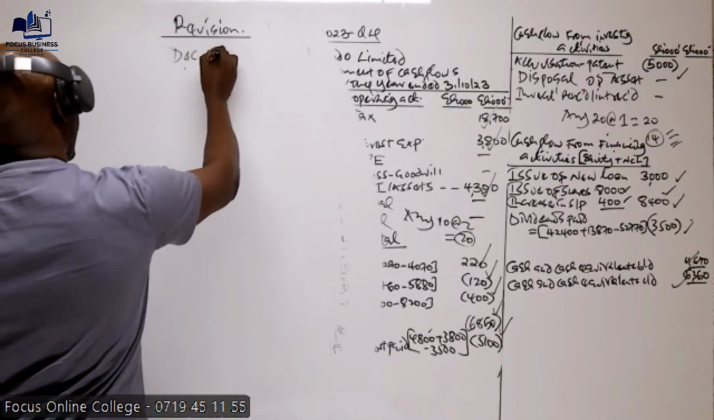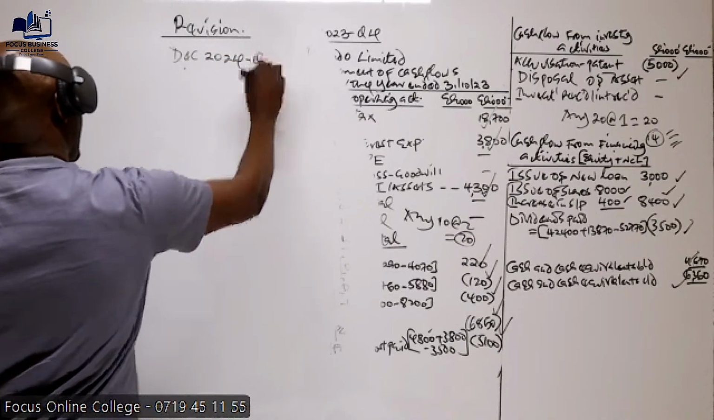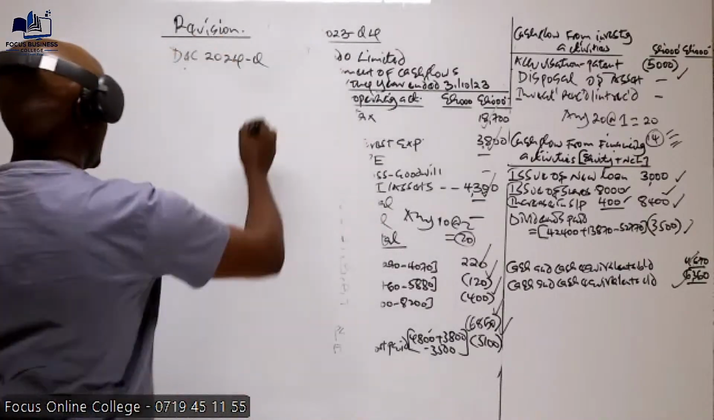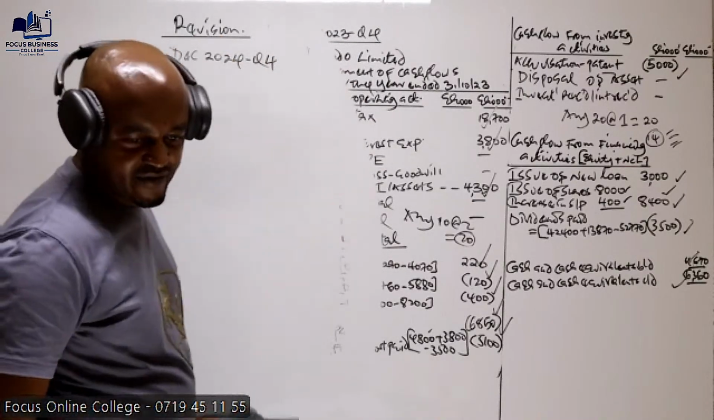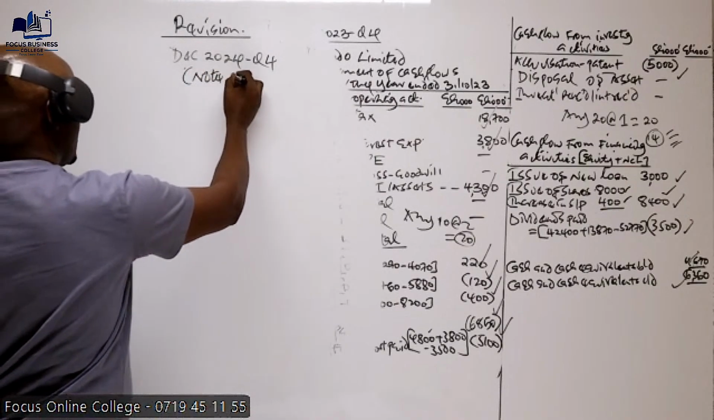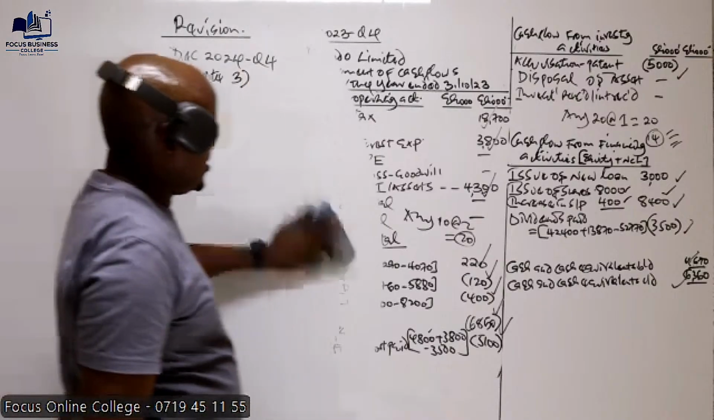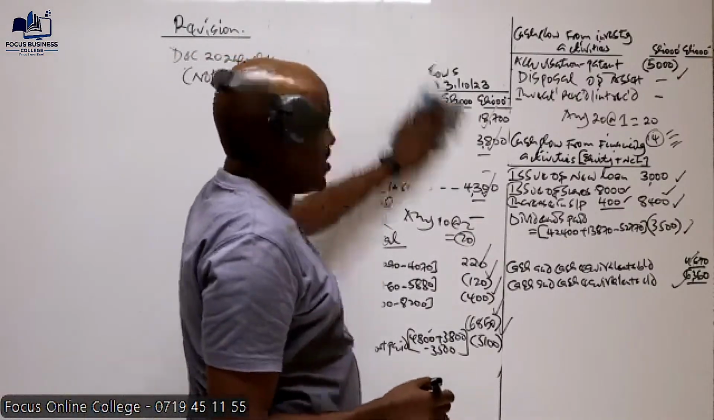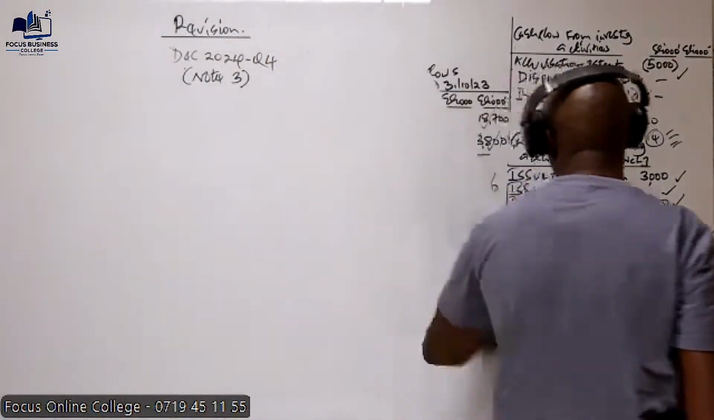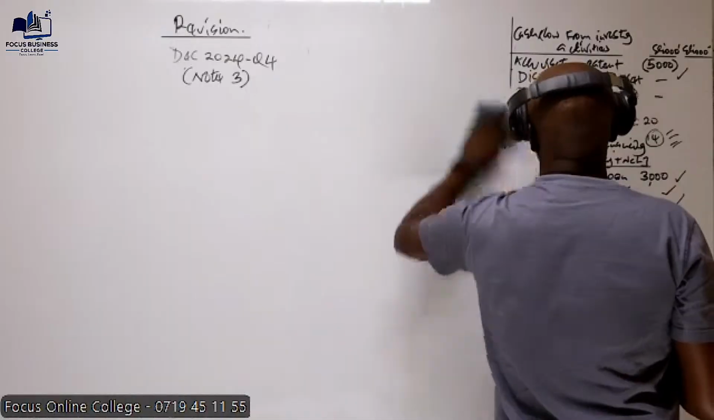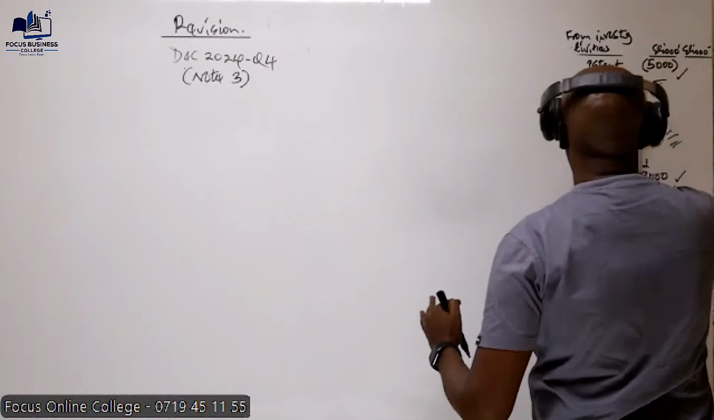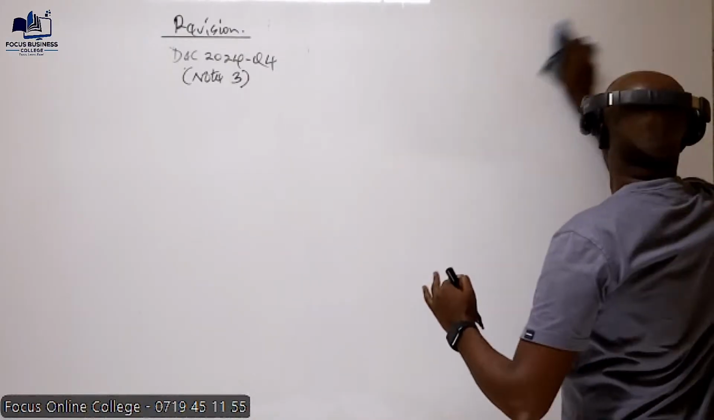December 2024, this one is question 4, but we're not doing the entire question. I want us to go specifically to note number 3 of that question. Note number 3 is on leases. Maybe I will see whether we are going to do that whole question, because the question is from the topic of published financial statements, and that is an area we need to revise.